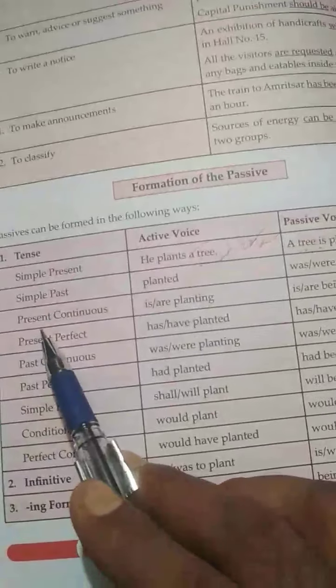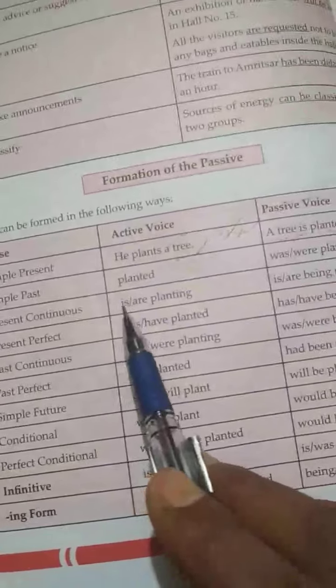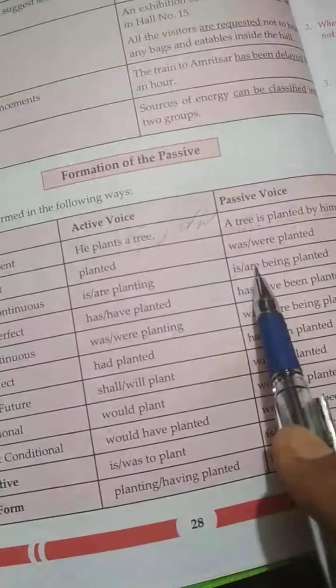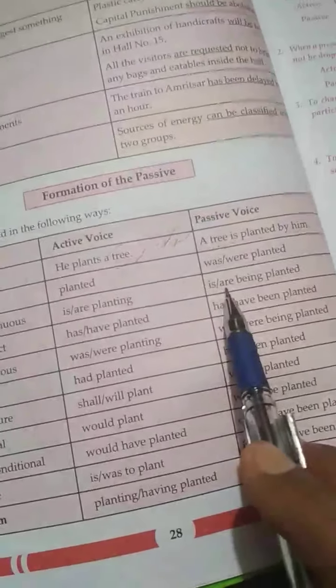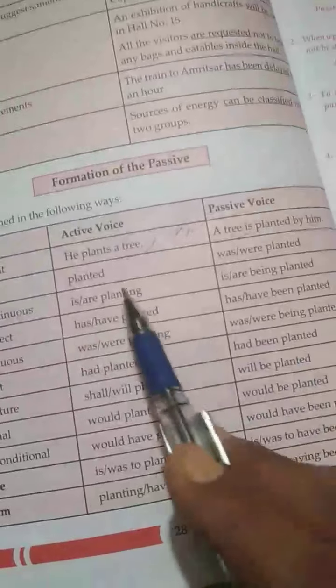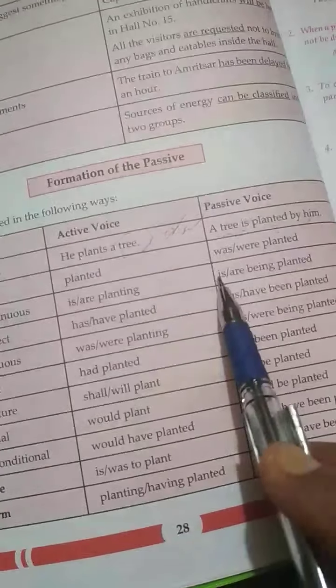Now let's come to present continuous tense. So in present continuous tense, see, is, are or am plus being plus V3. So you see here, a tree is being planted by him.